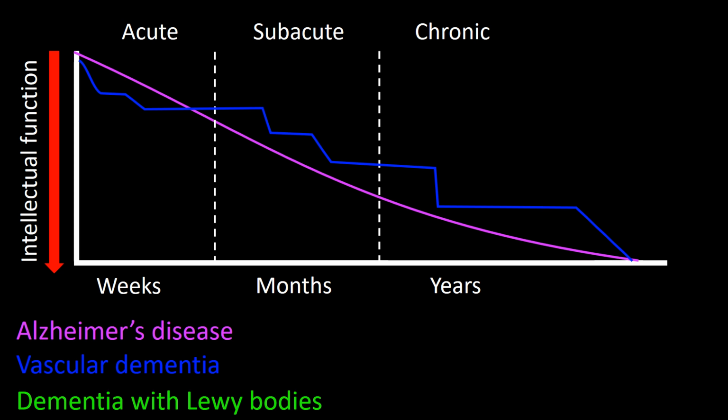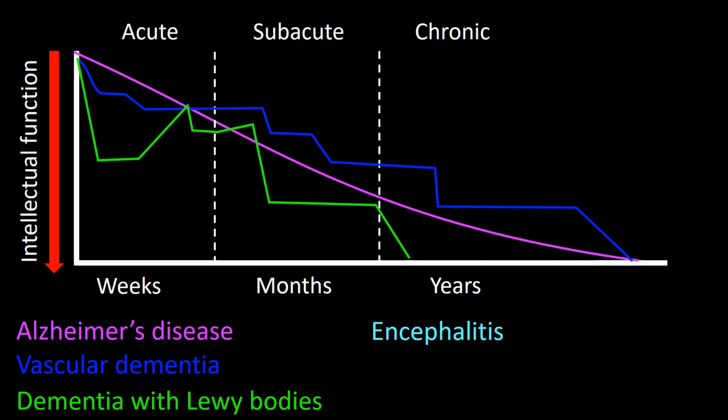Dementia with Lewy bodies tends to have a shorter course between subacute and chronic. The characteristic feature of the course of dementia with Lewy bodies is fluctuation. Patients with Lewy body dementia seem to deteriorate and then improve, but long-term deterioration is the rule. Encephalitis, including antibody-mediated Hashimoto's encephalitis and neurosarcoidosis, if untreated, have a rather quick course.